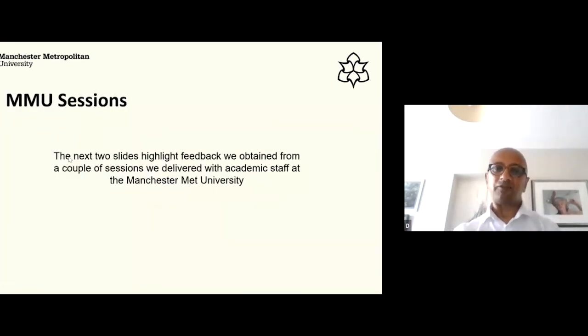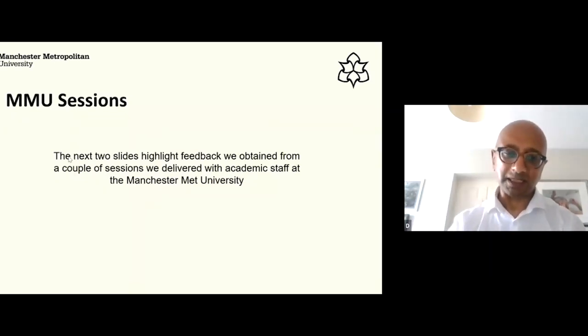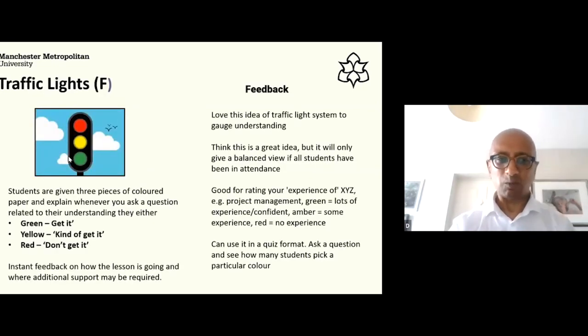The next 2 slides highlight feedback we obtained from a couple of sessions I've already delivered with colleagues at Manchester Met. The first one was traffic lights. You give 3 pieces of coloured paper to the students, and you ask them a question relating to their understanding during the session, or at the end of a session, where green means they get it, yellow means they kind of get it, and red means they don't get it.